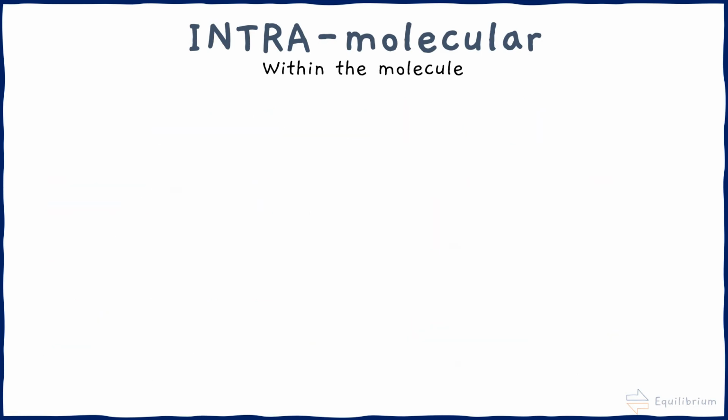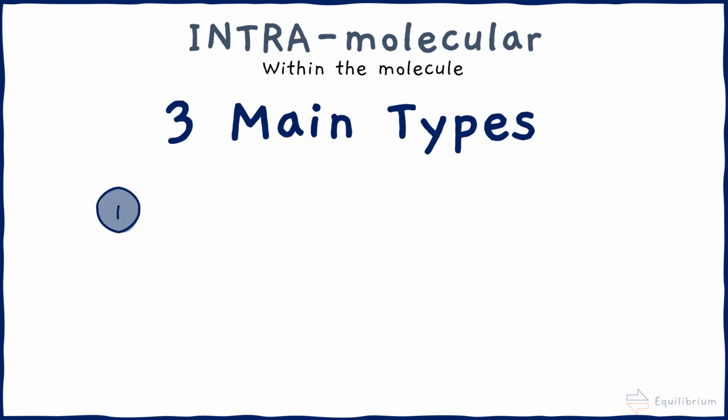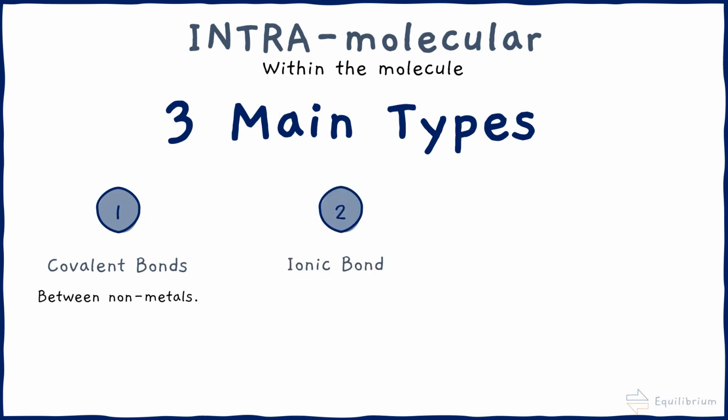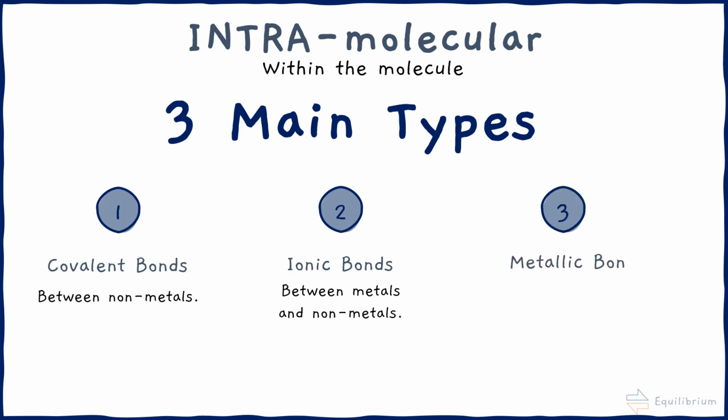So to sum up, intramolecular bonds are bonds within the molecule, and there are three main types. Covalent bonds, which are bonds between non-metals, ionic bonds, which are bonds between metals and non-metals, and finally metallic bonds, which are bonds in metals.